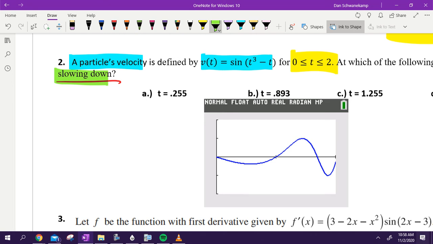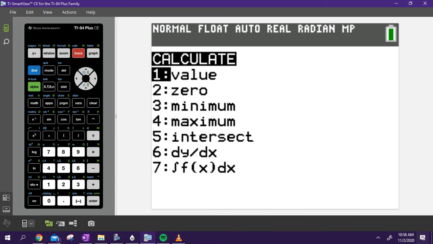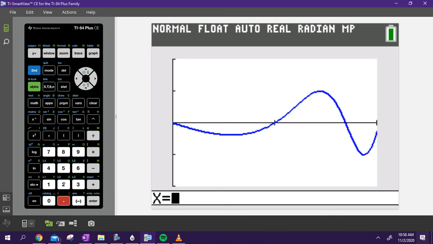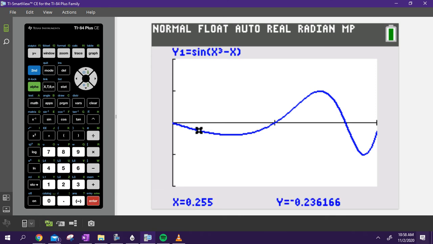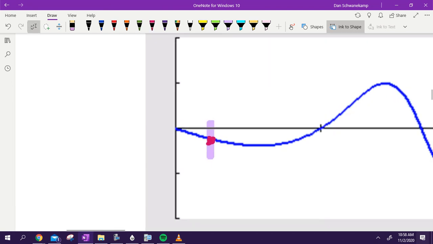Okay, so let's look at this. We're just trying these out. So 0.255. You might be able to guess okay here. We could do this on our calculator as well. We could go second, calculate, the value and type in 0.255. The only reason why I'm going to do that is it's going to put an X on my screen where that's happening. At that spot right there, am I speeding up or am I slowing down? I'm speeding up. Okay, right here, I am speeding up because I'm getting further away from 0.